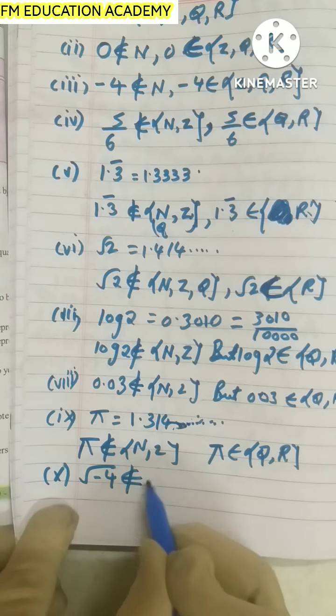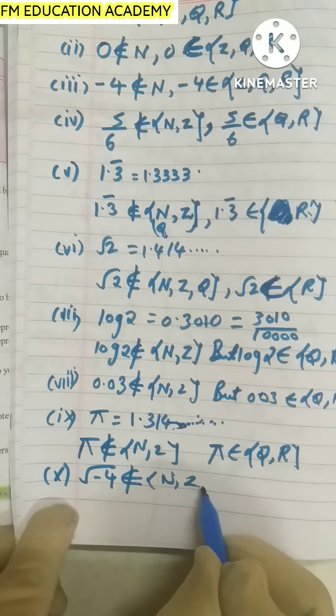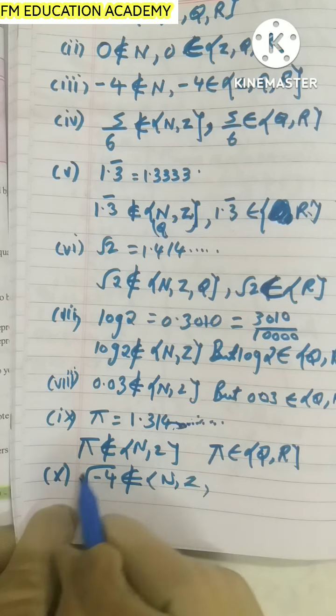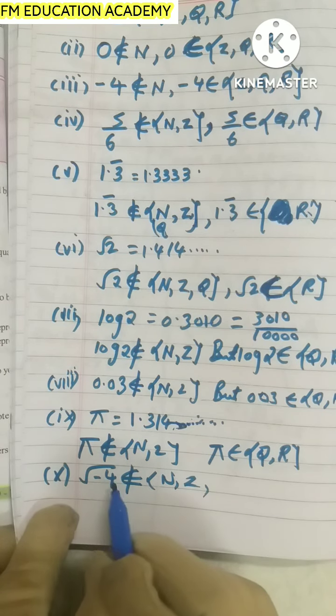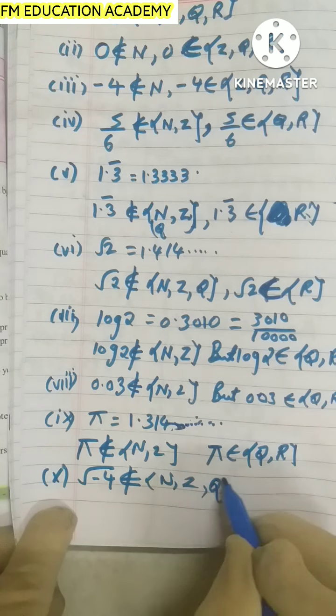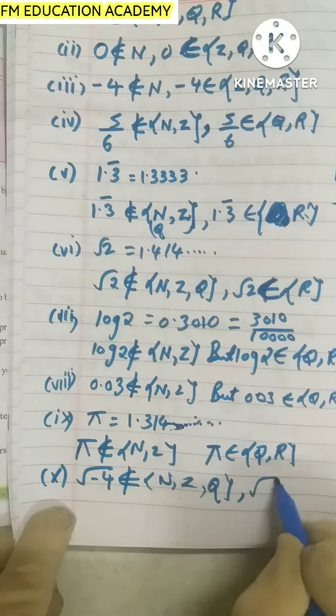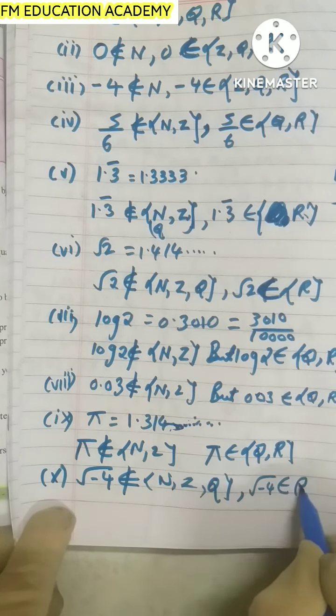Irrational number will not come under natural numbers. Irrational number will not come under integers, and we cannot have the answer for this only. It is a complex number actually, and it is not a rational number also. Root minus 4 only belongs to real numbers.